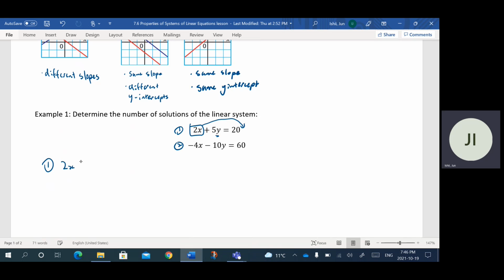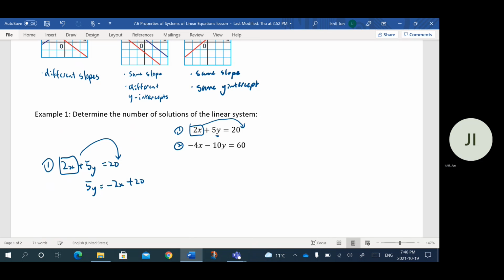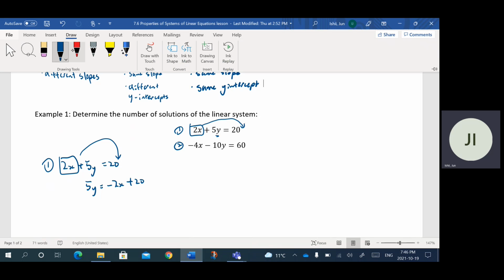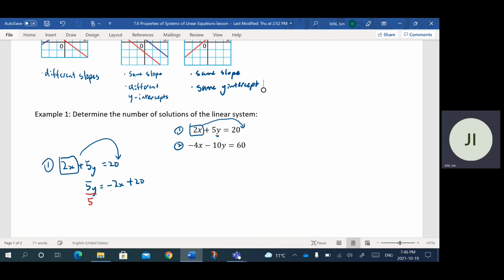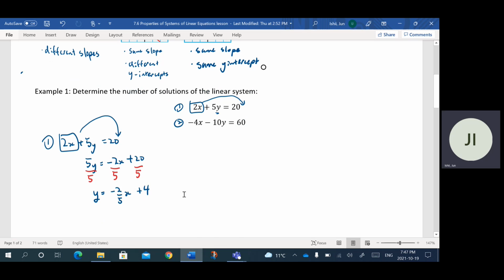I'm going to take the 2x plus 5y equals 20. I'm going to take the 2x and move it over to the other side. So I get 5y equals negative 2x plus 20. And then to isolate the y, I have to divide through by 5. So therefore, we get y equals negative 2 over 5 x, and 20 divided by 5 is 4. So the first line has a slope of negative 2 over 5 with a y-intercept of 4.